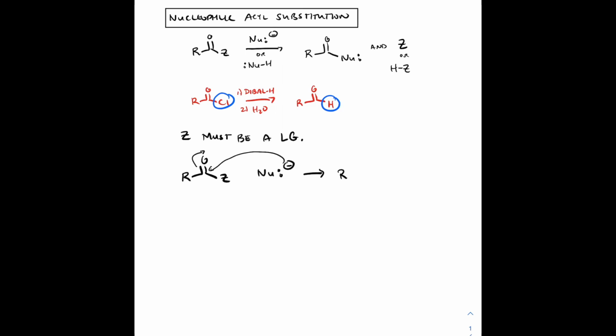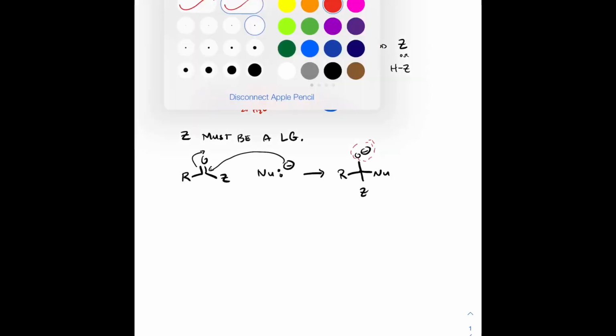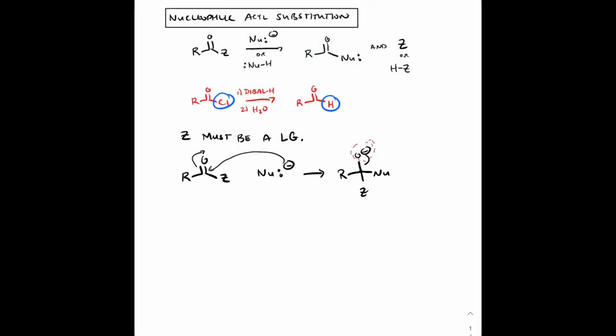Just to let you know, Z must be a good leaving group, or just a leaving group in general. Sometimes it's not very good, but we do things to make it better. So the nucleophile attacks, and we create that negatively charged oxygen, which comes back down to create that pi bond and kick out Z, the leaving group.